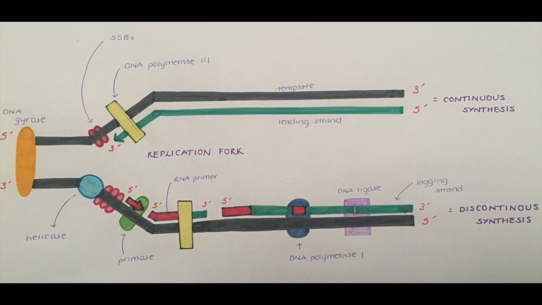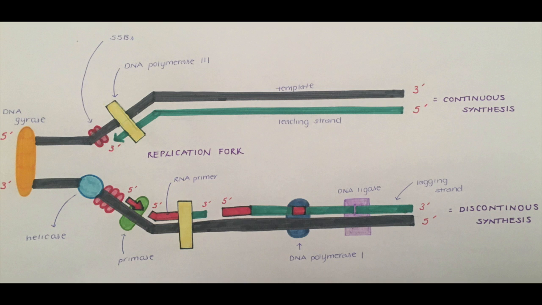DNA polymerase, however, cannot just start adding nucleotides to a bare template. Instead, it needs an existing 3' hydroxyl group. This is where primase comes in. It synthesizes a short stretch of RNA onto a template, the primer. This provides the needed group.